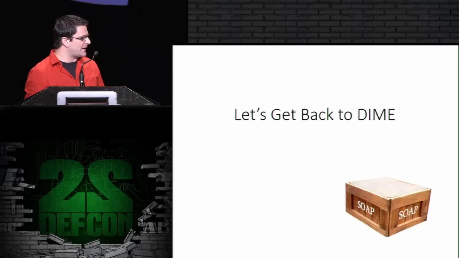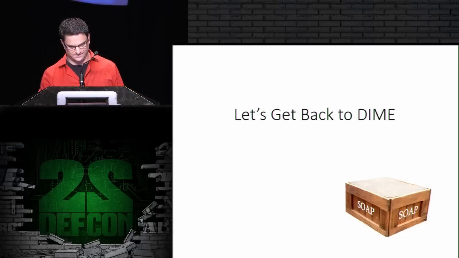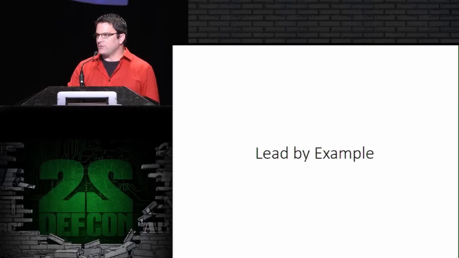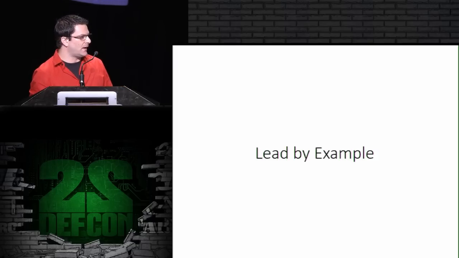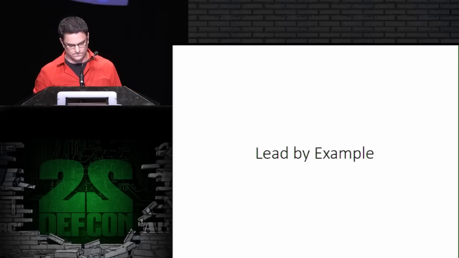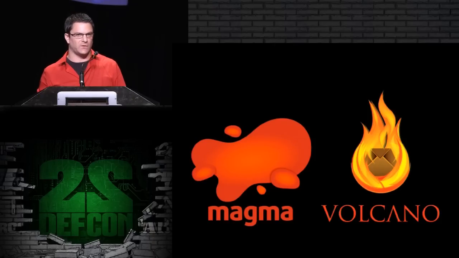All right, time to climb back down off my soapbox and get back to talking about DIME. I've decided that I don't just want to create a specification and hope the world listens to me. I think the best way to prove that DIME is secure, prove that DIME functions, is to build it. So I'd like to introduce Magma and Volcano. Magma is the server implementation, and Volcano is the client.